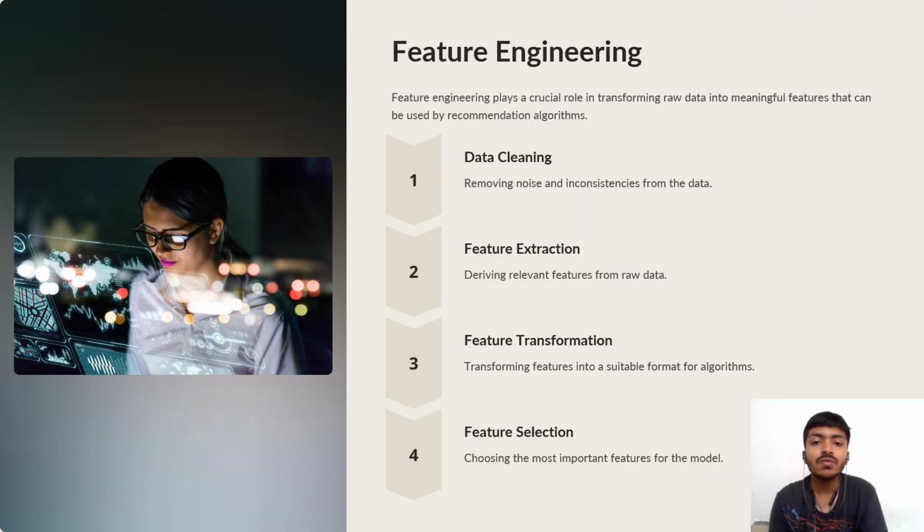Now moving on to feature engineering. Feature engineering is a crucial step in building an effective recommendation system. It involves data cleaning, where we remove the noise and inconsistencies from data; feature extraction, where we derive the relevant features that are required from the raw data; then feature transformation, where we transform the features into a suitable format for the algorithms to proceed further; then feature selection, where we choose the most important features for the model.